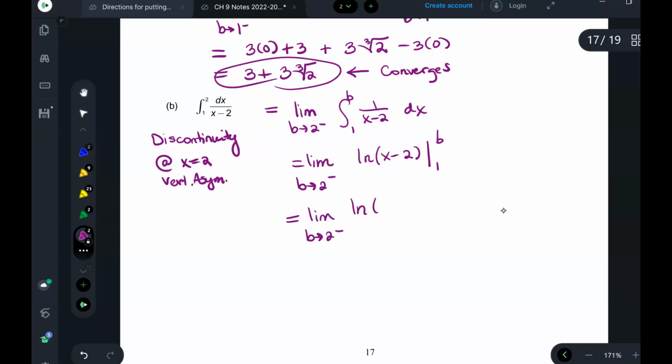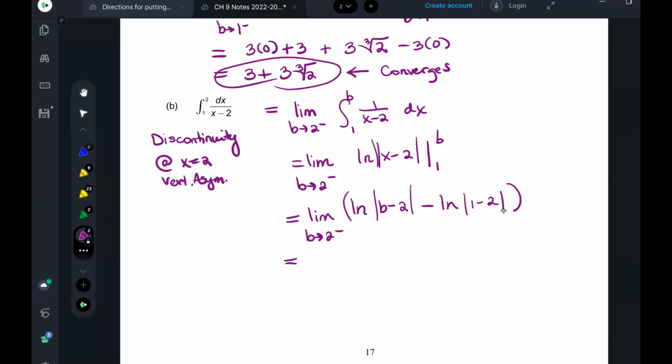So we have natural log of b minus 2 minus natural log, and I just realized I should have had this in absolute value, but you'll see in a minute. So that'll be 1 minus 2.